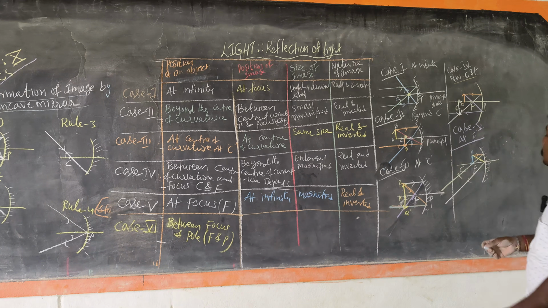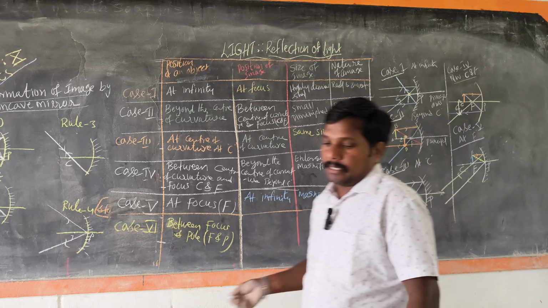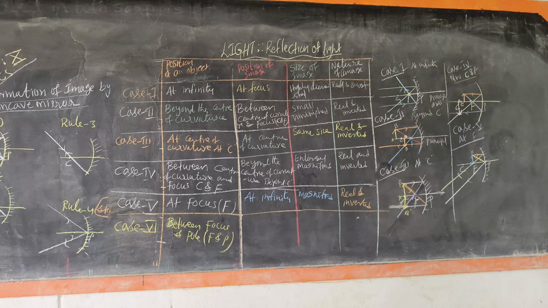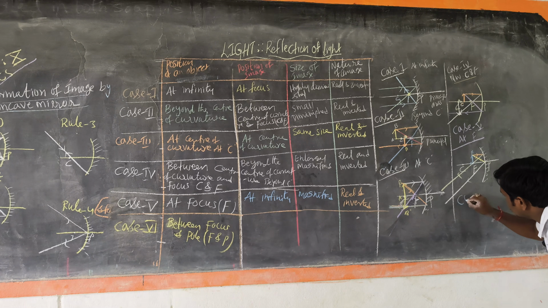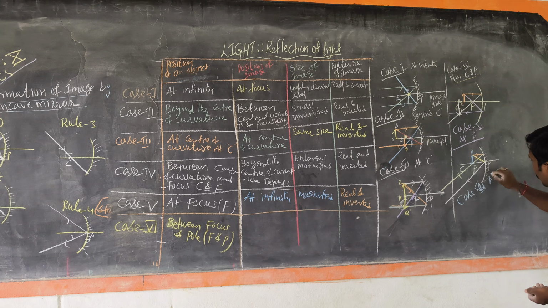Case 6. Between F and P, between pole and focus. Okay, let's try.